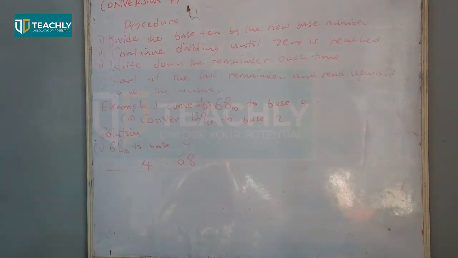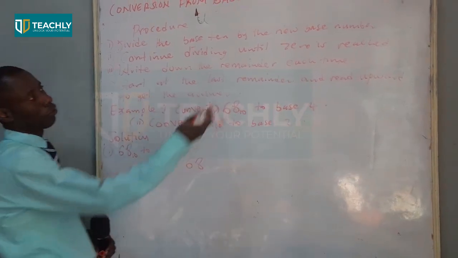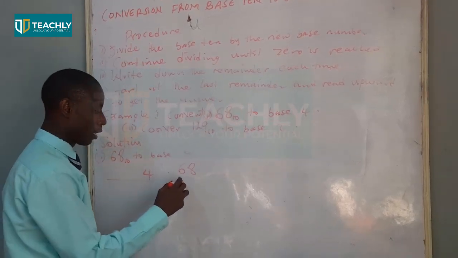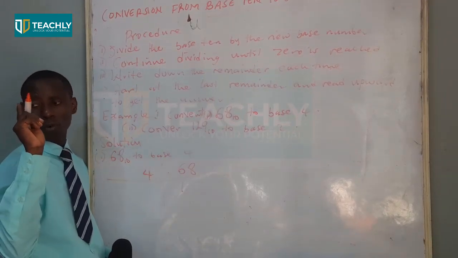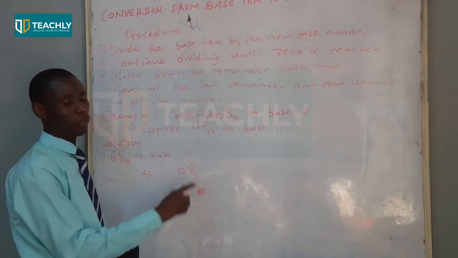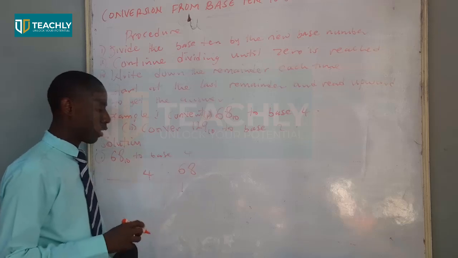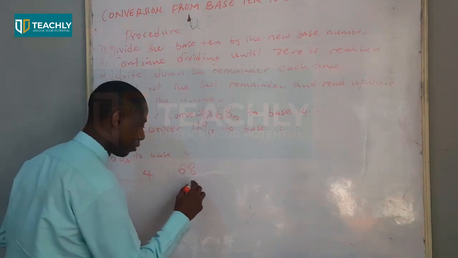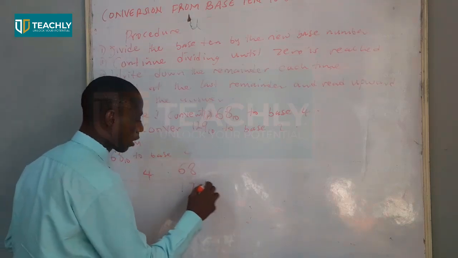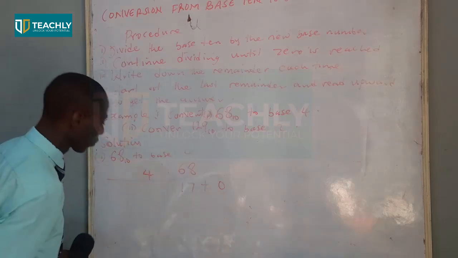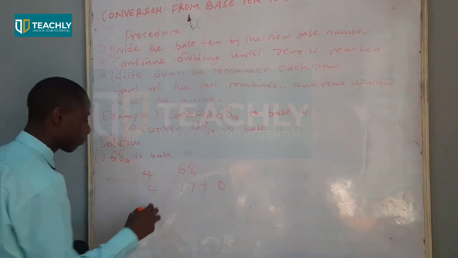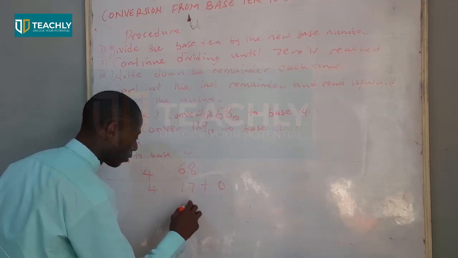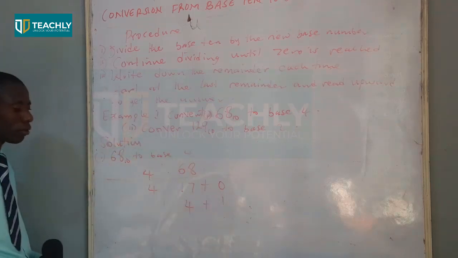When we are dividing, we keep on dividing until we get 0. So let us start. How many 4s will you find in 6? We are going to get 1, remainder 2. Bring that 2 here. That is 28. How many 4s will you find in 28? We have 7, remainder 0. So put another number here, 4. How many 4s will you find in 17? You are going to get 4, remainder 1. Put 4 here again.